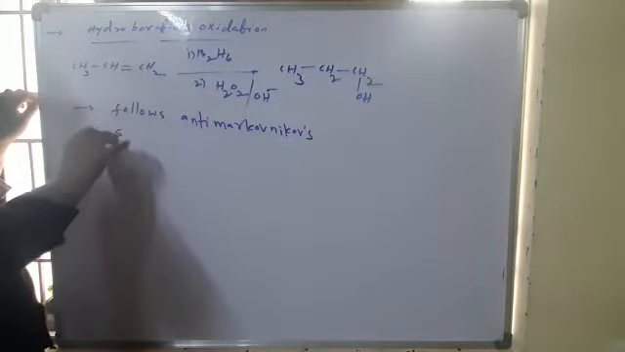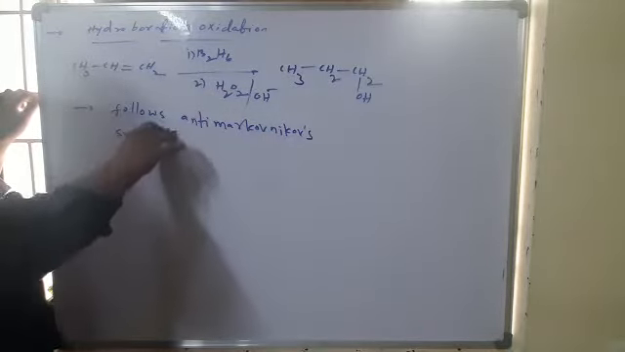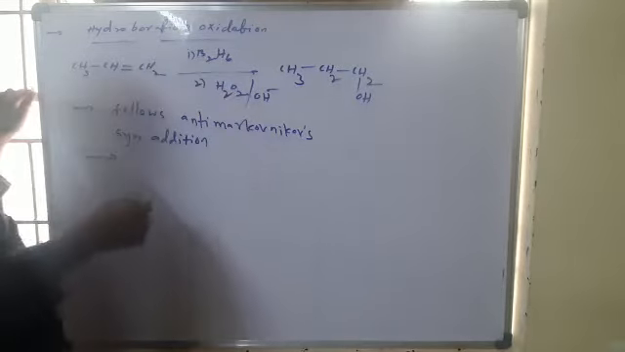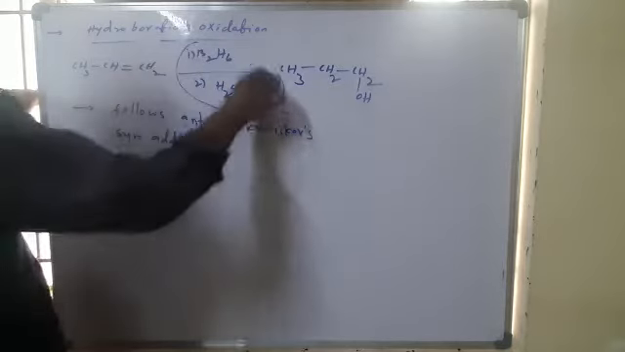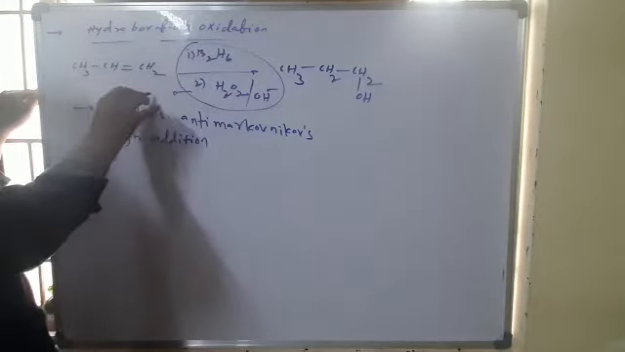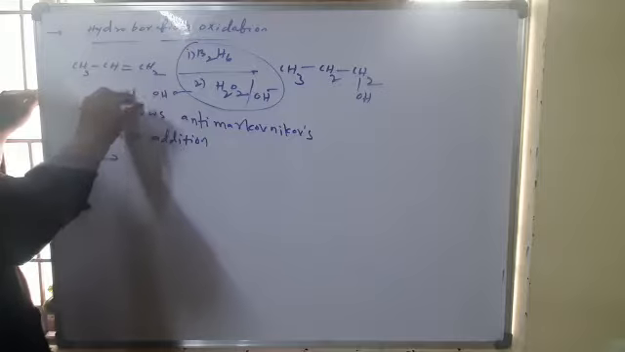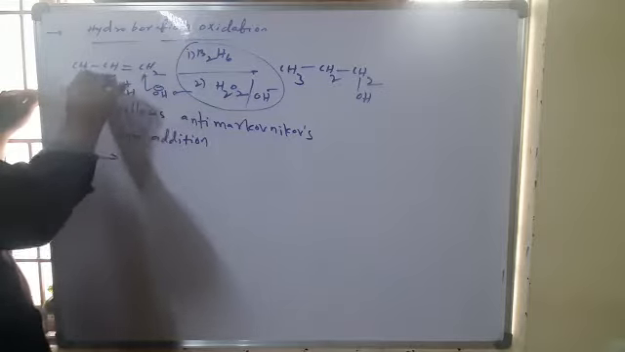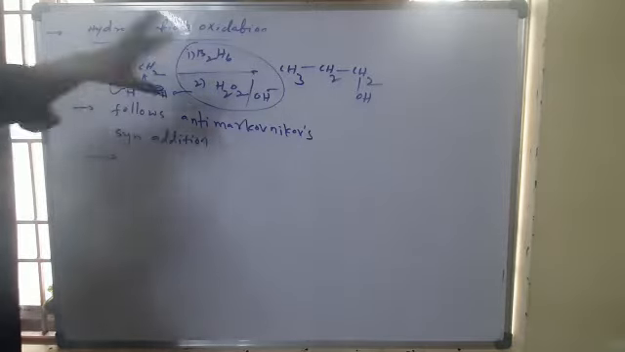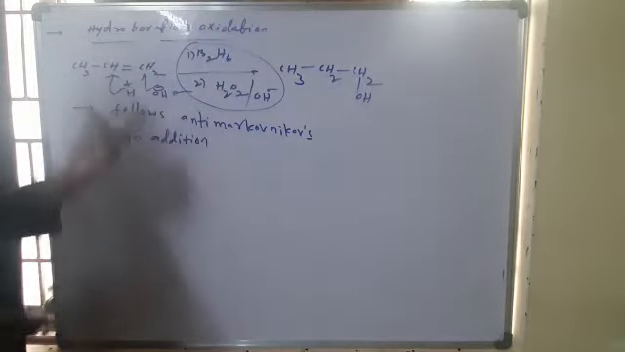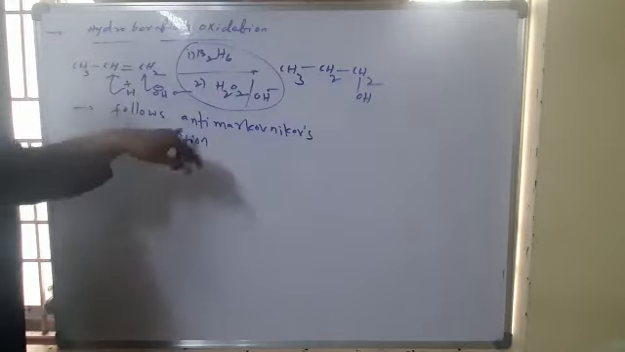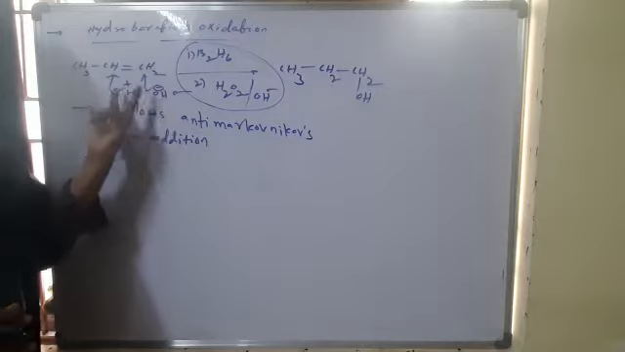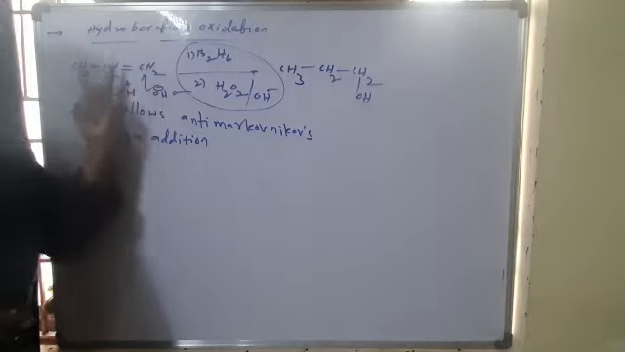It follows syn addition. So the reagent is used just for addition of water according to the anti-Markovnikov rule. OH will be attacked from this side, H plus will be attacked from this side. Syn addition means both the positive and negative parts of the reagent should attack from the same side.